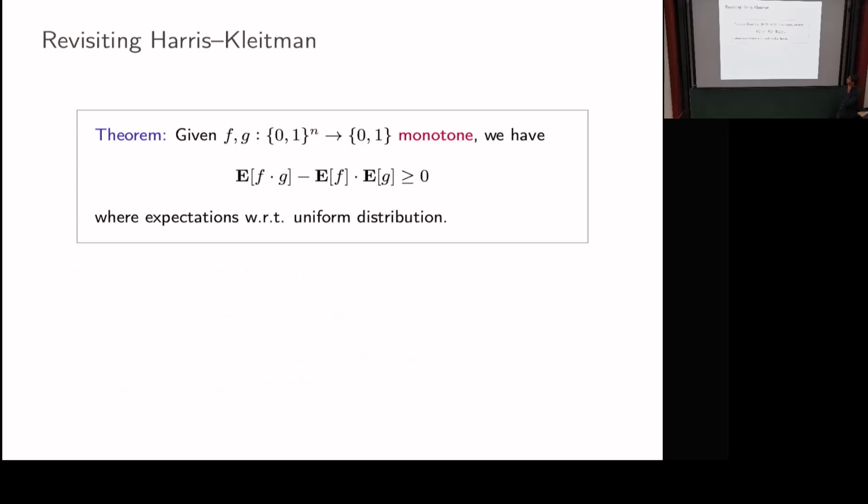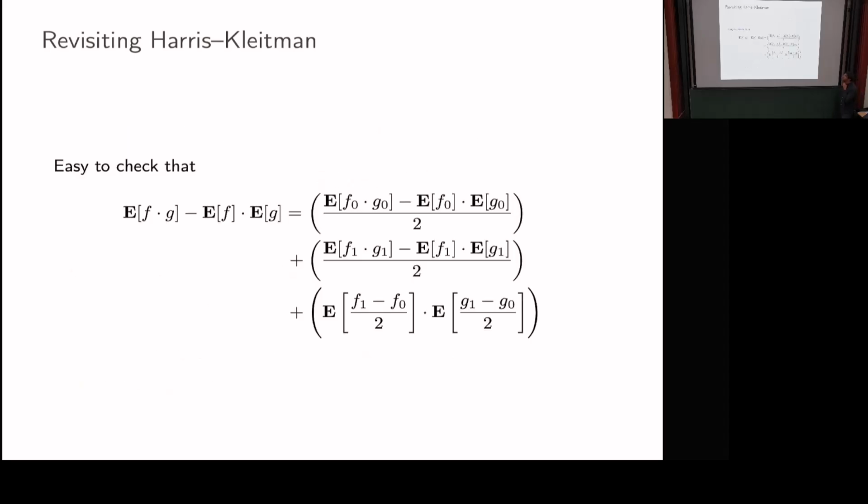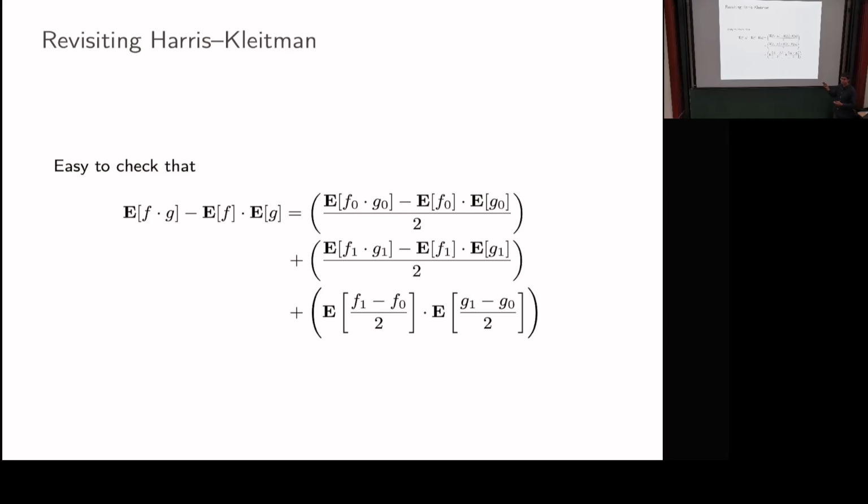So it's easy to check that if you take the left-hand side of the Harris-Kleitman inequality, you can expand it out, do a little bit of algebra, and express it in terms of these restricted functions. This first highlighted term is nothing but the correlation between the restricted functions f0 and g0, so it's non-negative by the inductive hypothesis. The second term is the correlation between f1 and g1, again non-negative. And the third thing is a product of two interesting looking things. Let's just focus on the first quantity. Does anyone see what this is?